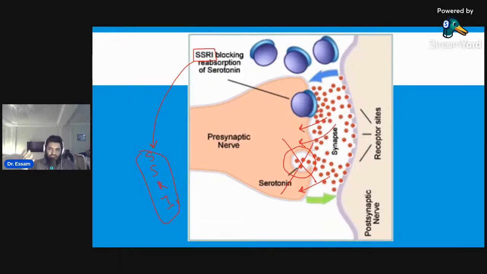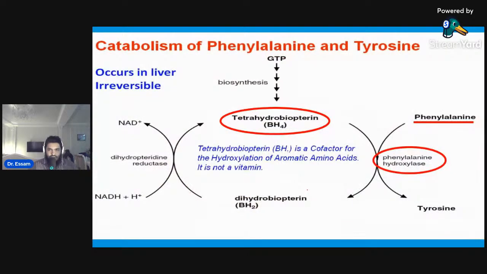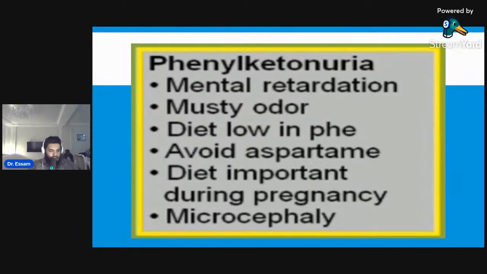In fourth semester when you study pharmacology, you will study about these drugs also. Anyway, so serotonin is a neurotransmitter and we use SSRI drugs for blocking the reabsorption of serotonin in depression. Now what is this image? Everybody knows we are talking about nothing but phenylketonuria.